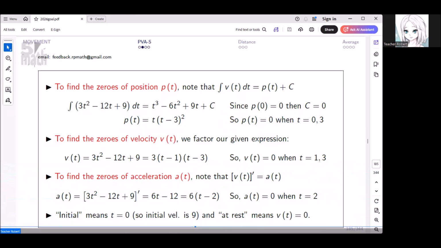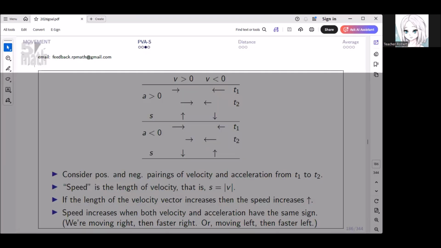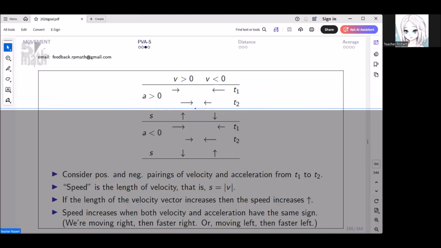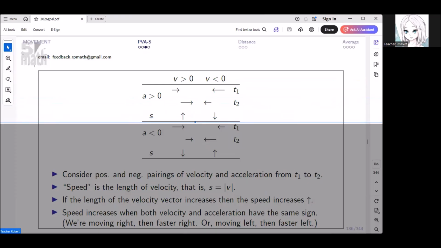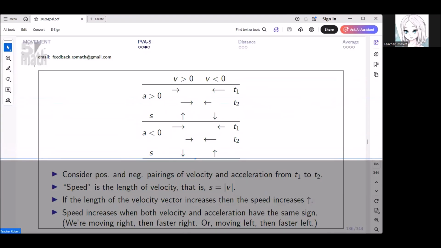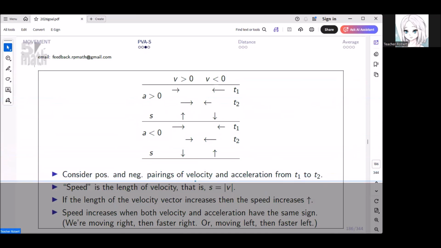Initial means t equals 0, so initial velocity is 9, and at rest means v of t equals 0. Velocity greater than 0, velocity less than 0. Acceleration greater than 0, time 1, time 2. Speed. Acceleration less than 0, time 1, time 2. Speed. Consider positive and negative pairings of velocity and acceleration for time 1 to time 2.